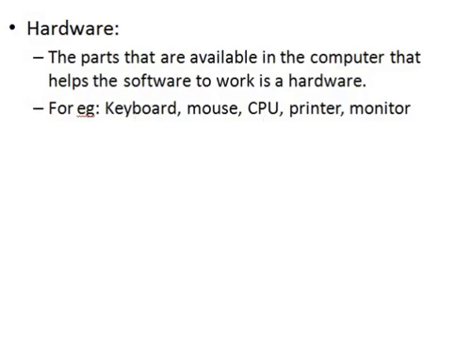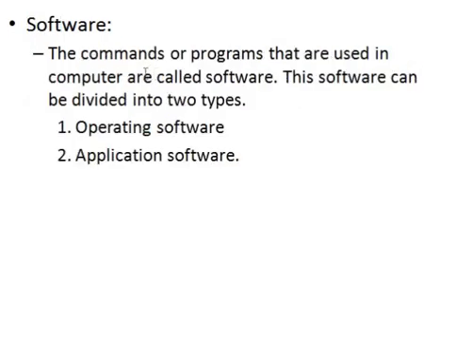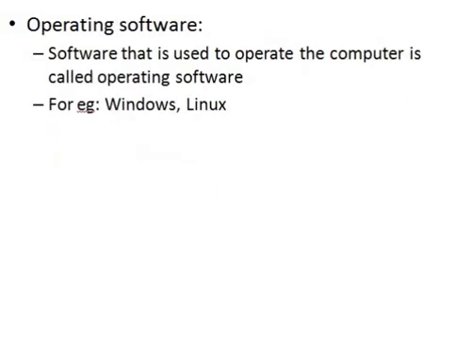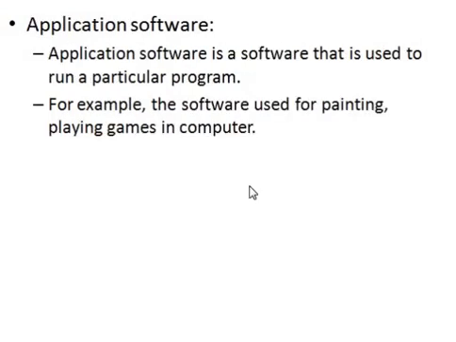And then software. Software is nothing but programs or commands that are used in the computer, and here we have two types, operating software and application software. Operating software is the software that is used to operate the computer, for example Windows and Linux. Application software is any software running a particular program, for example MS Paint, Tux Paint, or any gaming software. All those are application software.